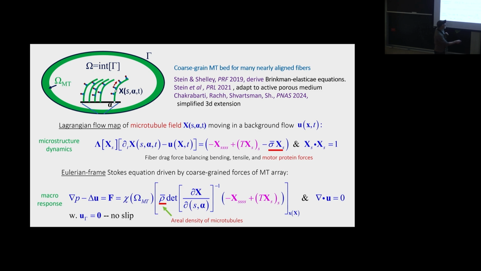So what happens is that when you write down these equations, you have this force that drives things in the microtubule mechanics. And then these are Lagrangian objects, and you have to turn it into an Eulerian force density. That means that there has to be a determinant from the flow map, the deformation tensor that shows up there. And what also shows up is this areal density. So as the number of microtubules grows, then this term becomes more and more important.